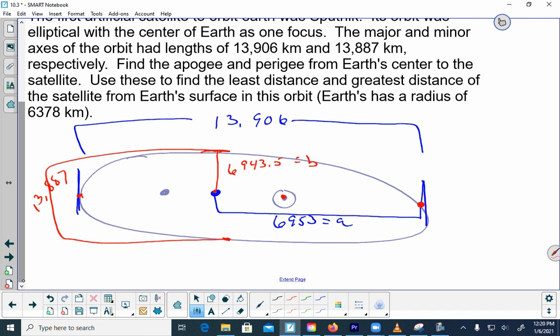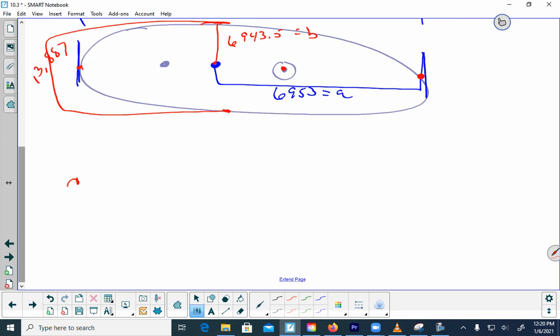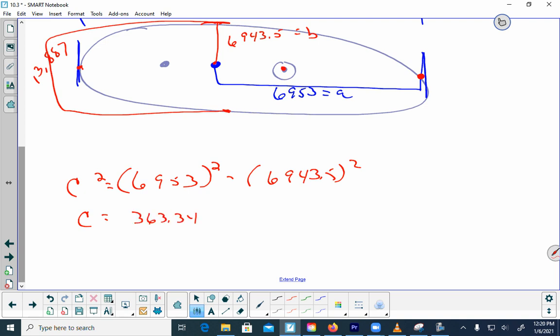So here we go. In order to do this, I'm dealing with the foci, which means I have to find my C. So C squared is equal to A squared, so I'm going to take that 6,953 squared minus B squared, so I'm going to take that 6,943.5 squared. And when I do that, I end up with C equaling 363.34. Okay, so that's my C.